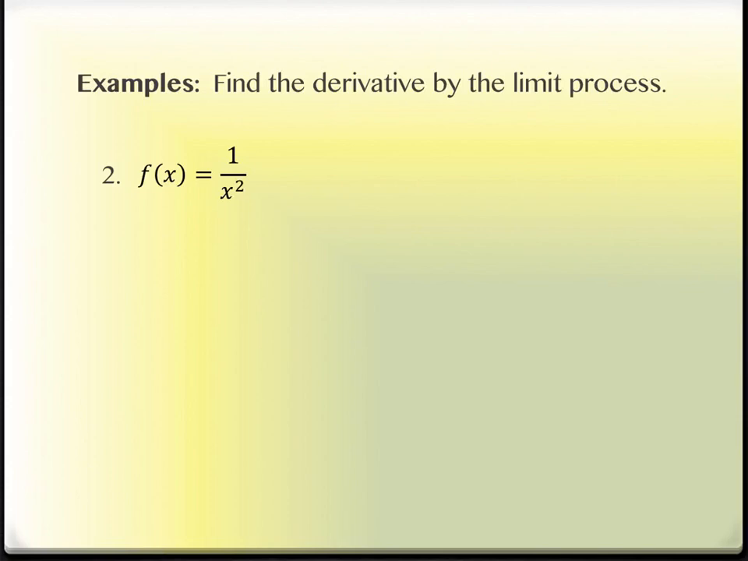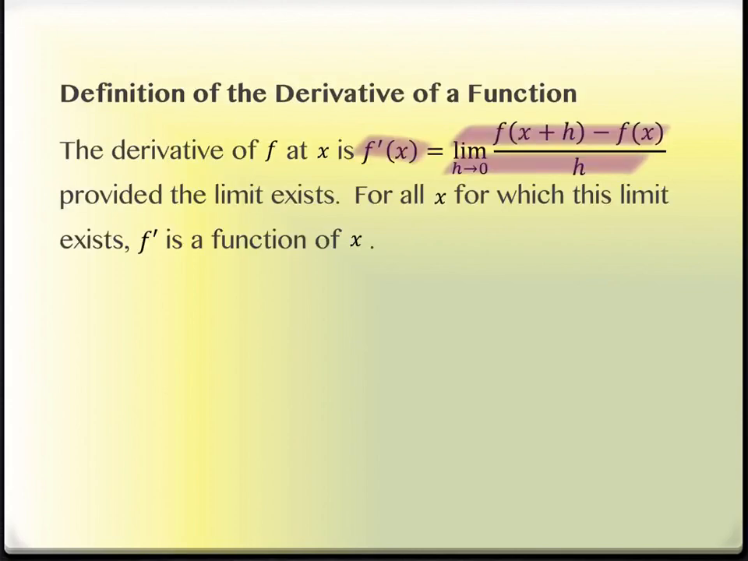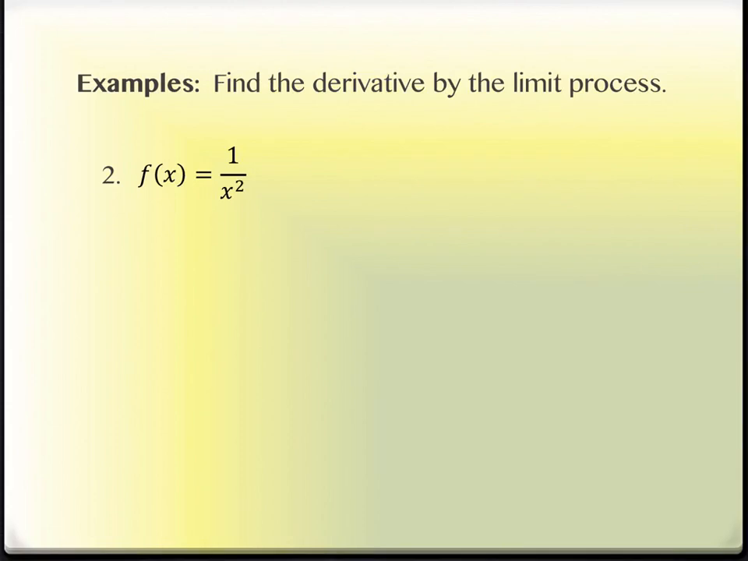Now, there are clearly places where this one won't have a derivative. Where will this not have a derivative? Where is it not defined? Yeah, 0, right? X can't be 0. So this definition only holds for the values for x for which it's defined. It's not defined here for x is equal to 0. So if we're talking about at x equals 0, it just doesn't work because it doesn't fit the definition.